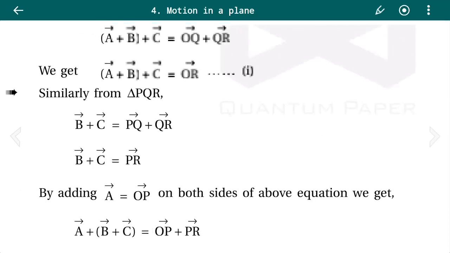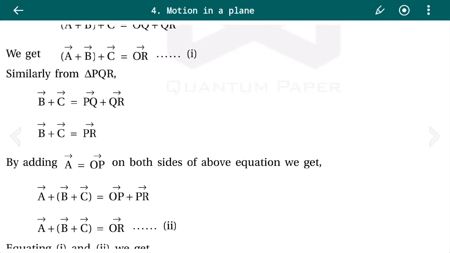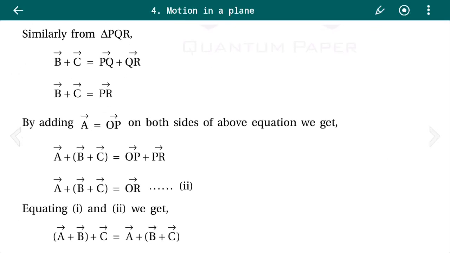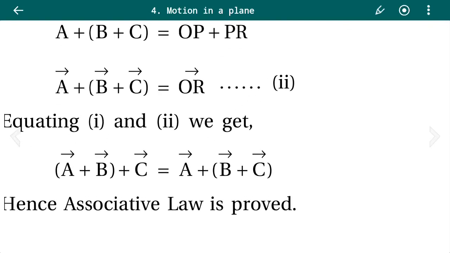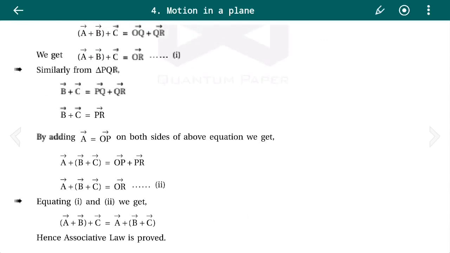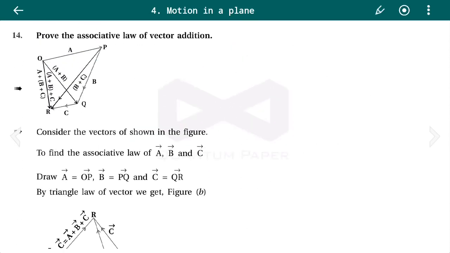So comparing equation 1 and equation 2, we can write in bracket vector A plus vector B plus vector C is equal to vector A plus in bracket vector B plus vector C. And this is nothing but the associative law. So this was the associative law of vector addition. So students, you may note down this theory.